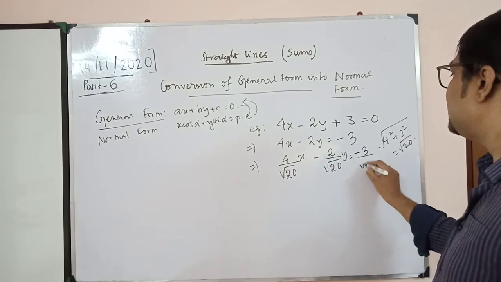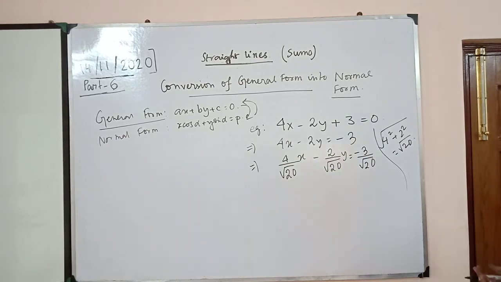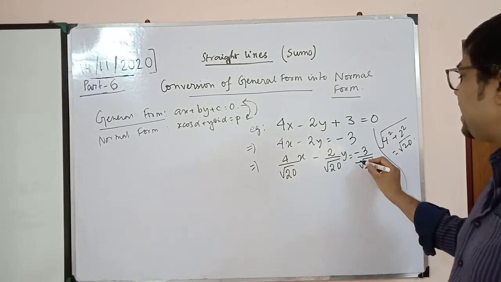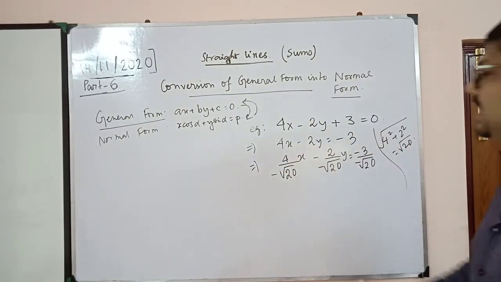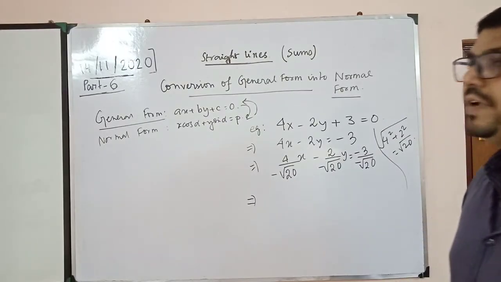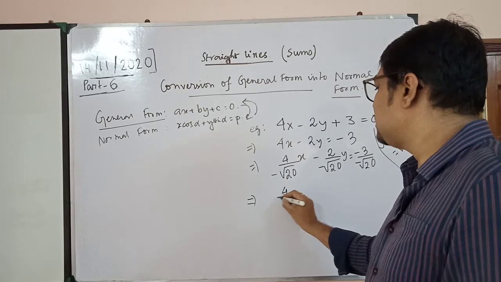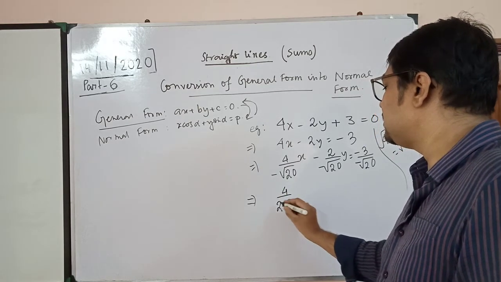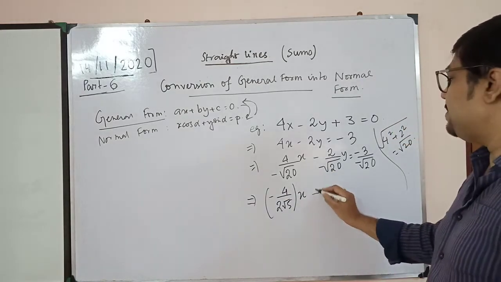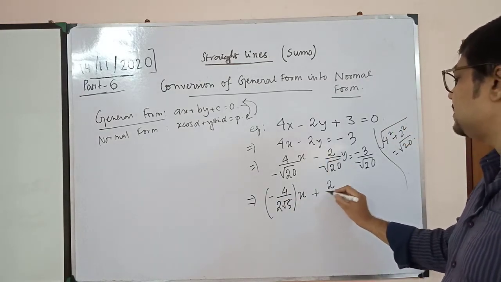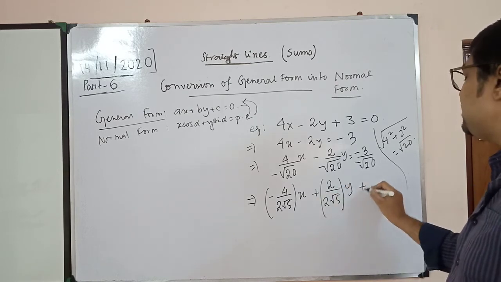Minus 3 by root 20. Now to make this side positive, from negative to positive, what we need to do, we will take minus root 20. So all this minus we put. Okay. So next line it will become root 20 means what? 4 into 5. So it will be 2 root 5 minus. This will become plus. And this will become plus also.